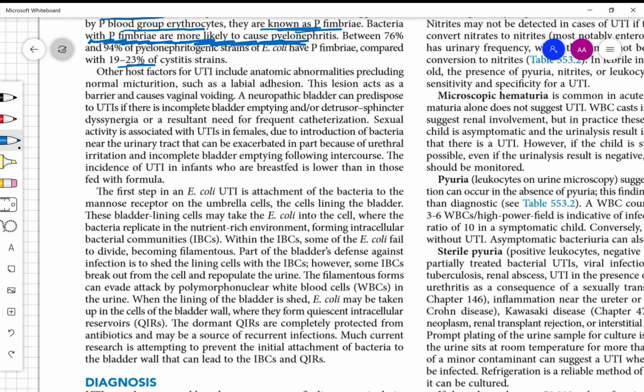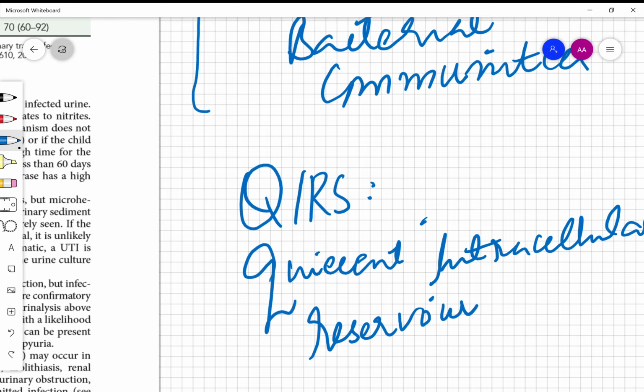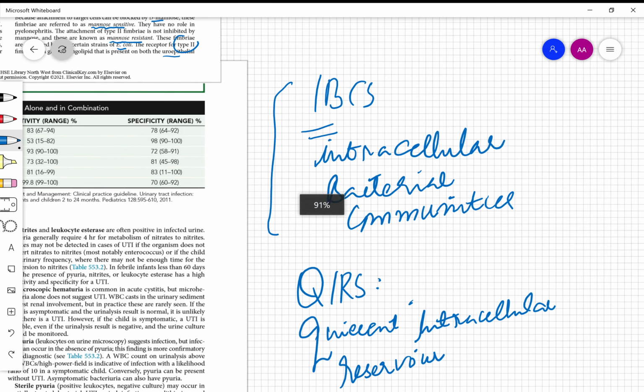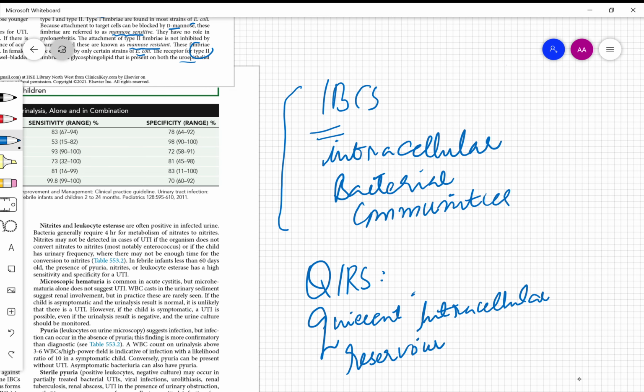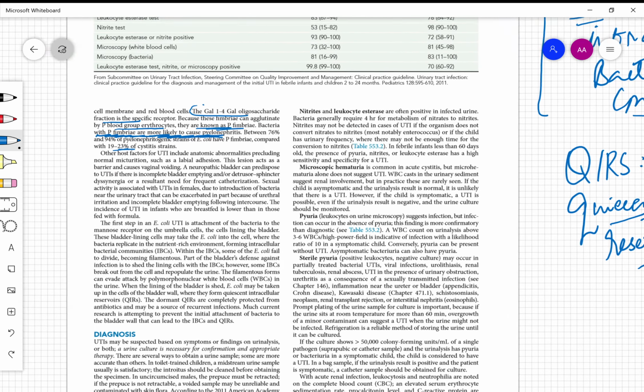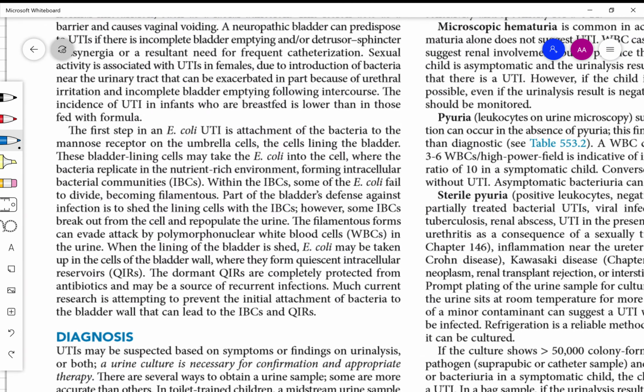And I wanted to talk about these two names that you should remember, because they are involved in recurrent UTI. These are the intracellular bacterial communities, and another term called quiescent intracellular reservoirs. So how does it happen? I will just give a touch to it. Normally in an E. coli UTI, an E. coli bacterium comes and binds to the mannose receptor on the umbrella cells.